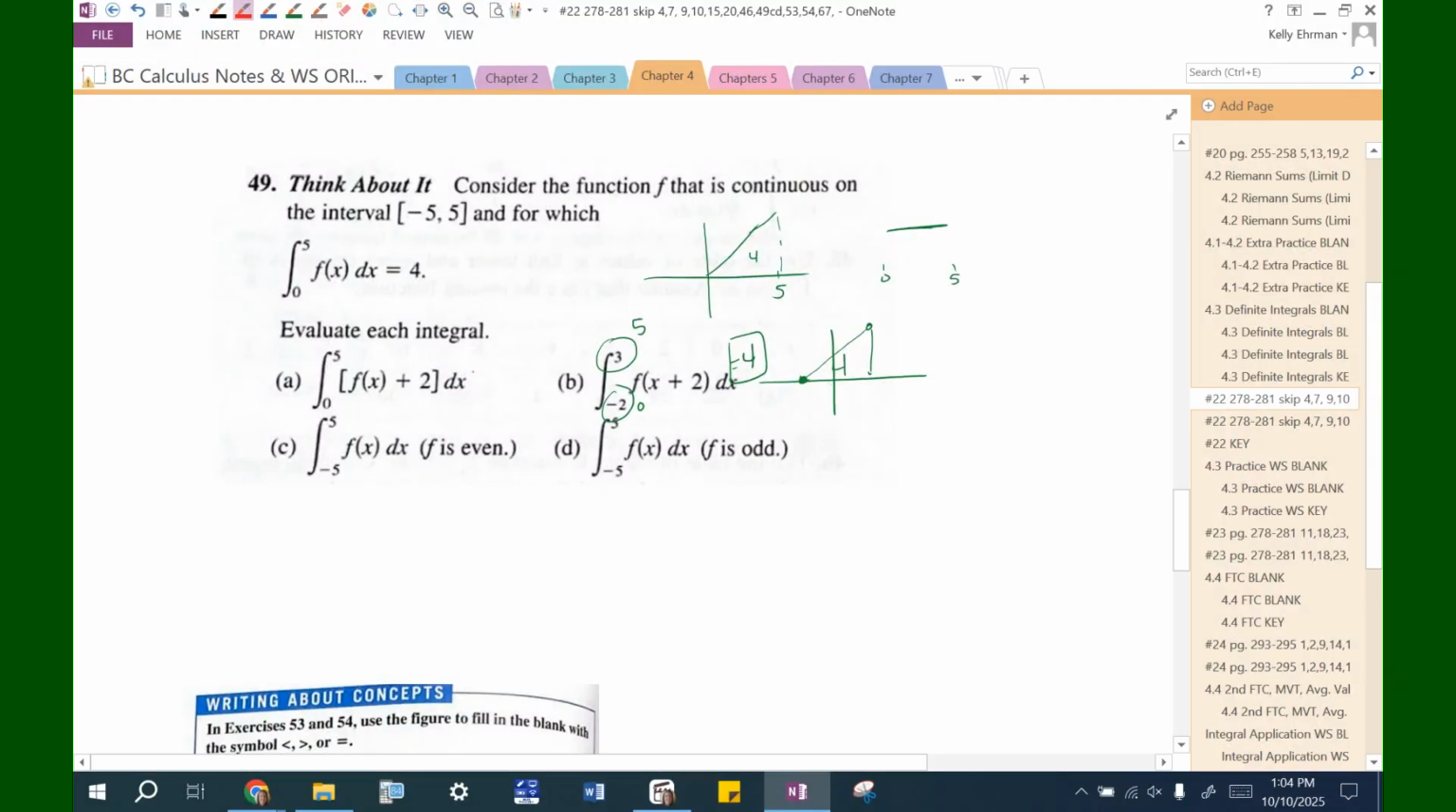Okay, so let's do C. The integral from negative 5 to 5 if f is even. So we need to know our symmetry. Even means you have y-axis symmetry. So this part over here would get reflected and we would have a total of positive 8 area. If f is odd, whatever this area is here that makes 4, it goes origin symmetry. It reflects down here. You would have the exact opposite area on the other side. So that would be 0.